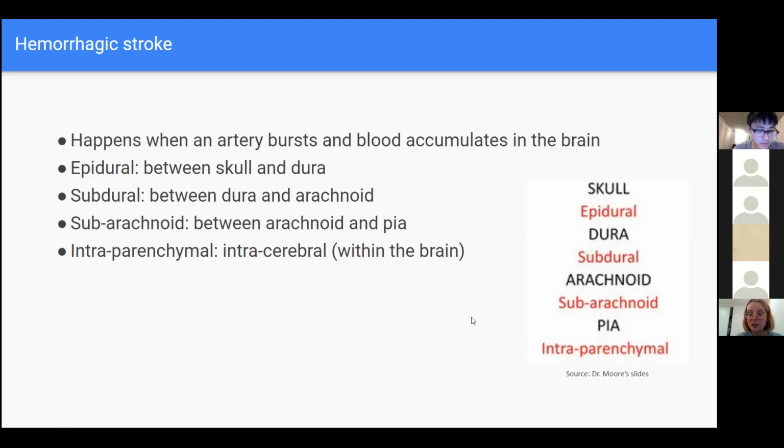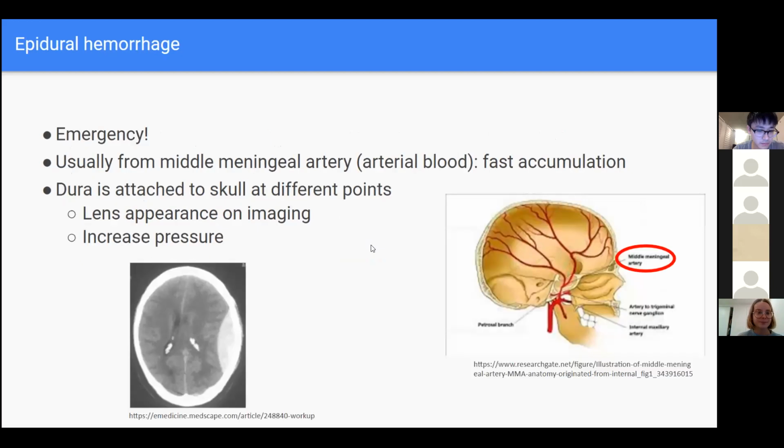And on the right, I put a picture of Dr. Moore's slides from last year. Hopefully he has the same slides this year, because I found it very useful to really see your anatomy and where the hemorrhagic stroke is happening. So you have skull, epidural, dura, subdural, arachnoid, subarachnoid, and pia and intraparenchymal. Those are the places where the hemorrhagic stroke can happen. So we'll go into them a little bit deeper.